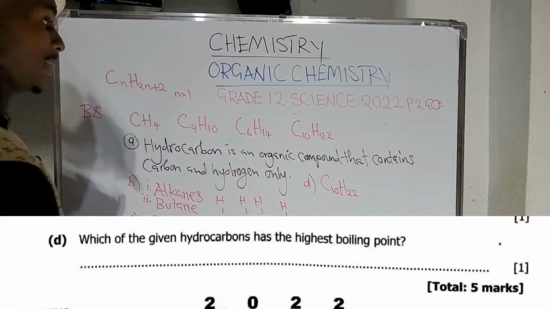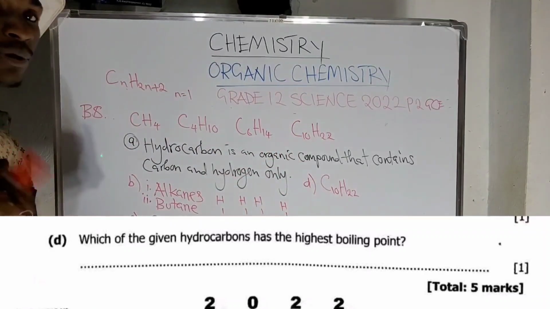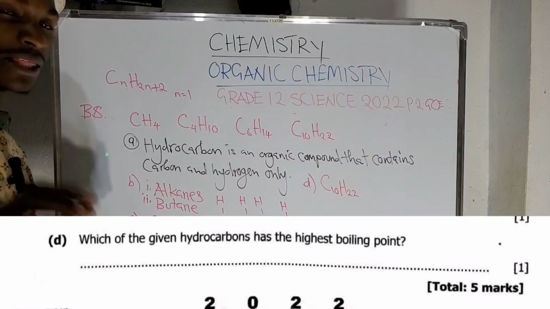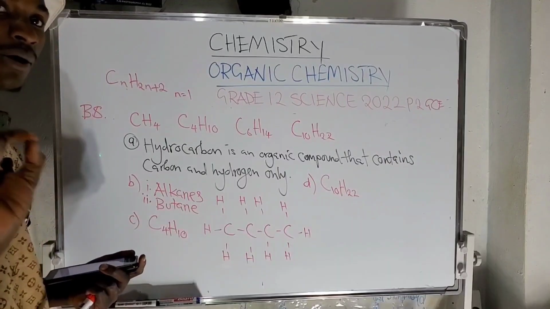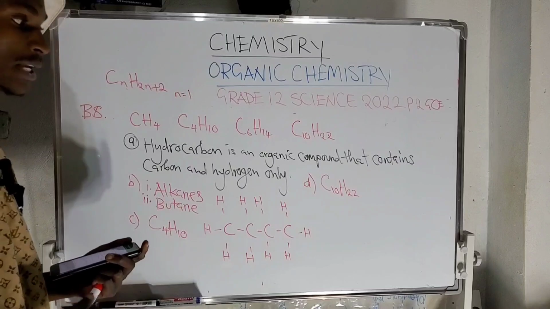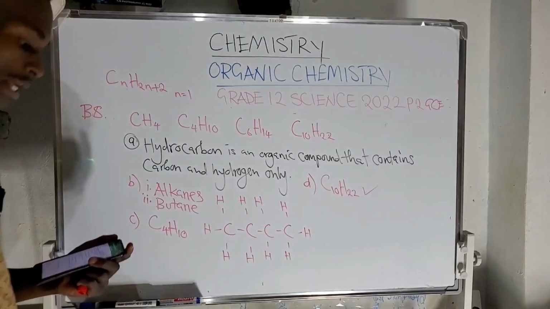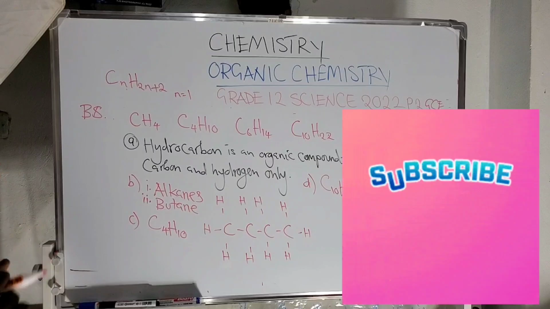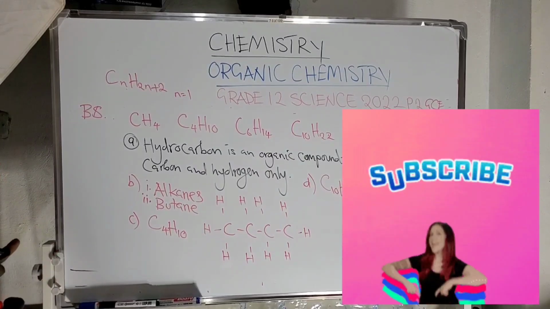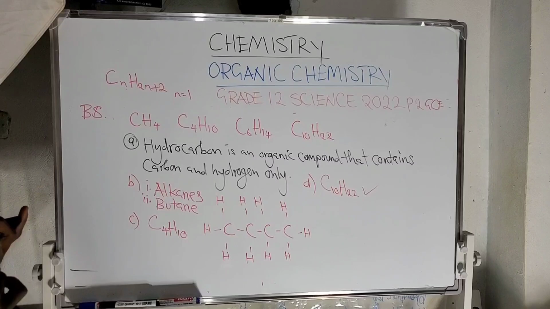The reason why decane has the highest boiling point is because the boiling point of alkanes increases as the number of carbon atoms increases. So this one has the highest boiling point. That's all. That's the answer to question B8 of 2022 GCE paper 2, which is science.